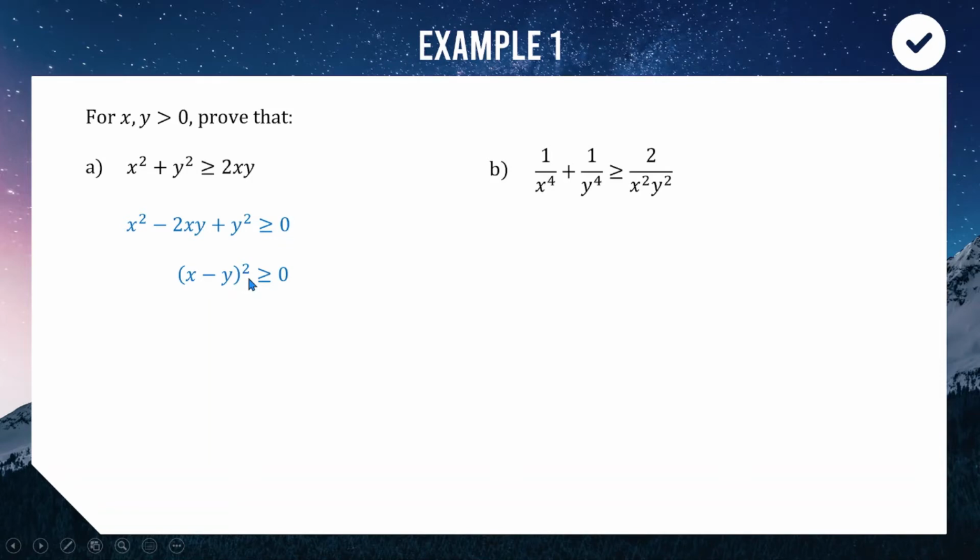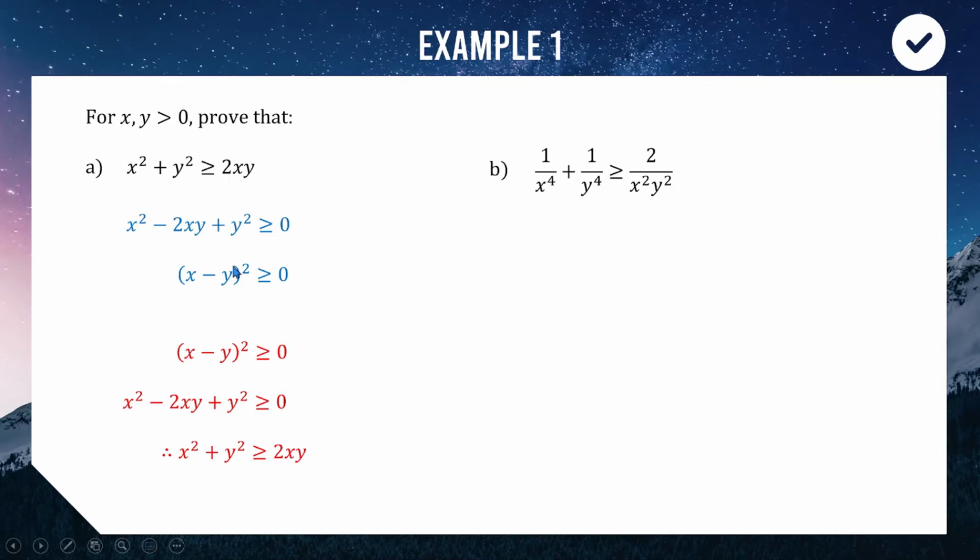Now, this is great news because we know x minus y is a number, so we know x minus y squared is greater than or equal to 0. This means we can start our proof with this last line and say, hey, I know this is true, which means if I expand it, I know this is true. I can add the 2xy across the other side, and there we have the target as required.